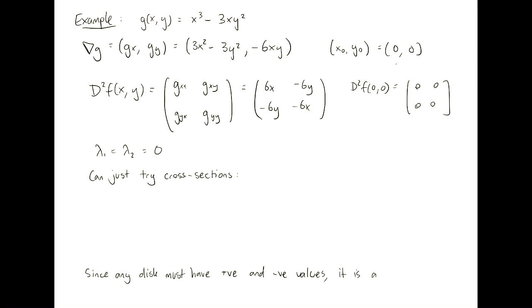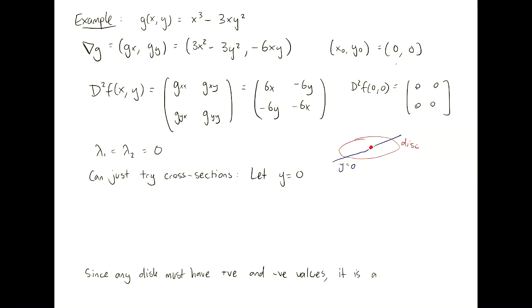So what we can do is just try some cross-sections. I'm just going to say, well, what happens if I just let y equals 0? So instead of looking at an entire disk around my point, I'm going to try my luck and say if I just go this way along y equals 0, I should hopefully find something that tells me the answer. And I will, because this is a well-designed question.